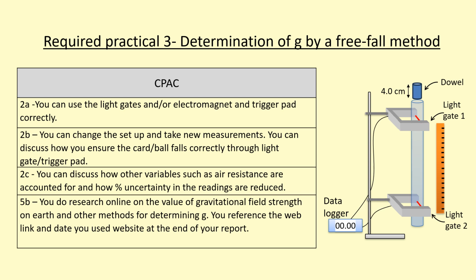2C, that you account for other variables like air resistance and the effect that it could have, and you also discuss how you're going to reduce the percentage uncertainty in your readings. And finally, 5B, that you do some online research into what the value for gravitational field strength should be in your city, and also you look into other methods which you can use to determine g, possibly more accurately. You're going to have to reference the website or the book that you use to determine these, and you're going to look at how to reference correctly as well in your report.